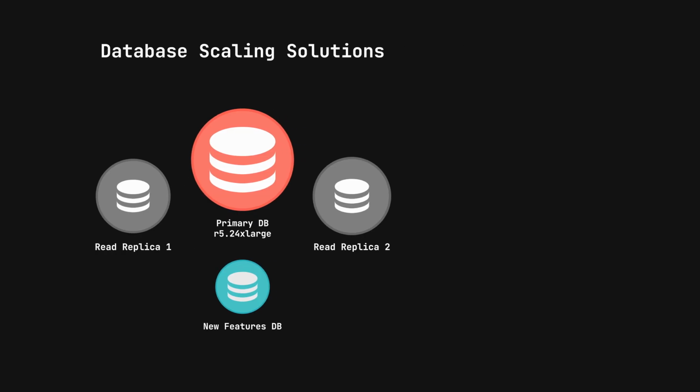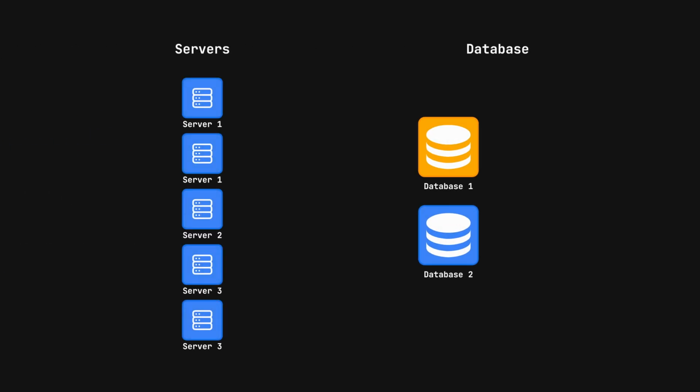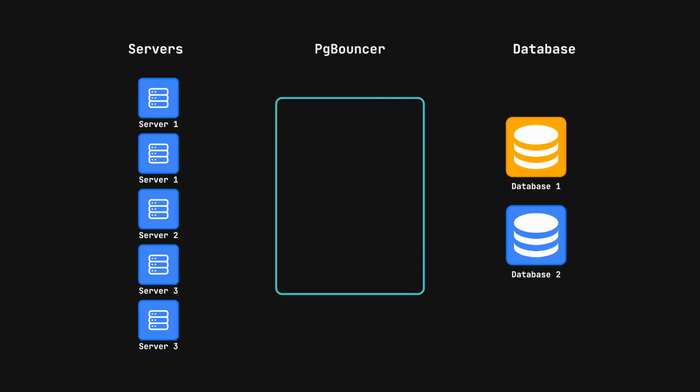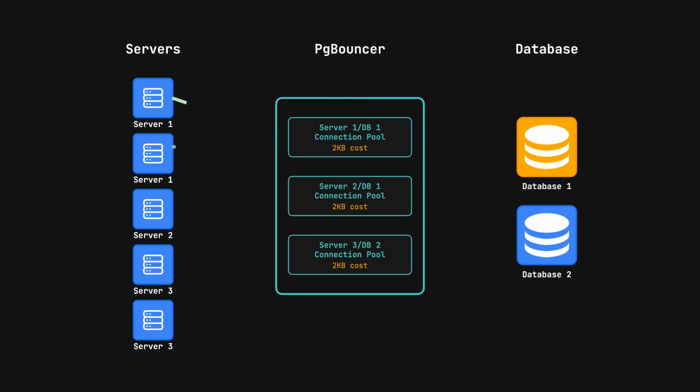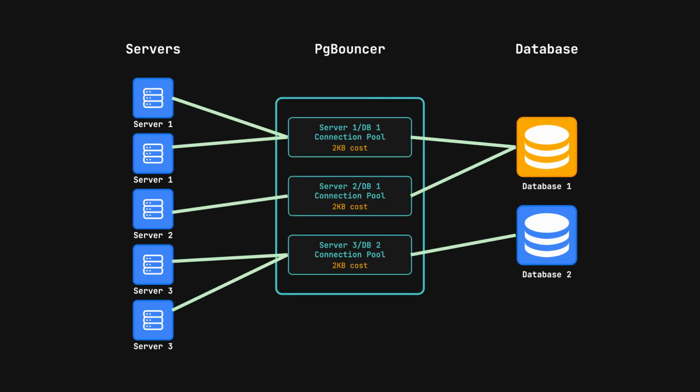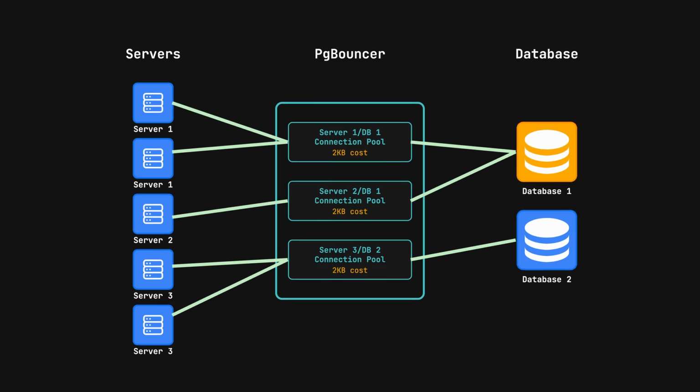Finally, they added PG Bouncer, a connection pooler that sits between the application and Postgres. Since each database connection consumes memory and has setup overhead, PG Bouncer allowed multiple application requests to share fewer actual database connections, preventing connection exhaustion and improving performance under high load.